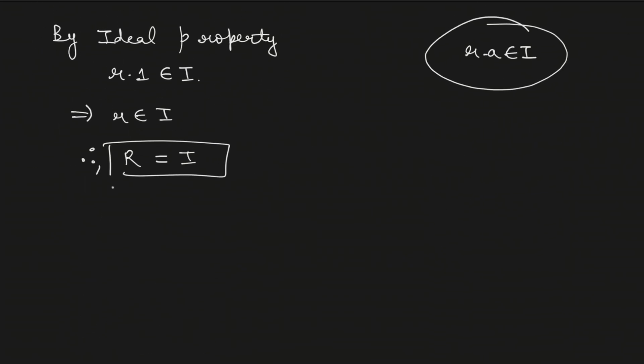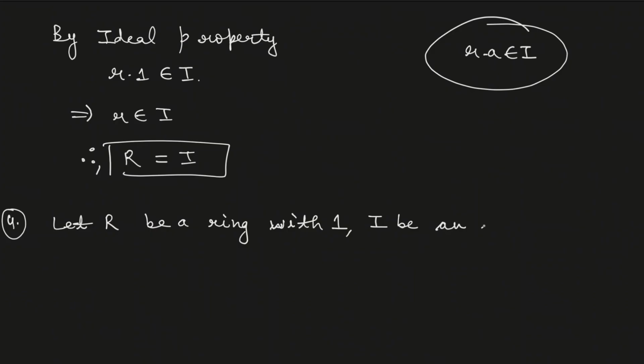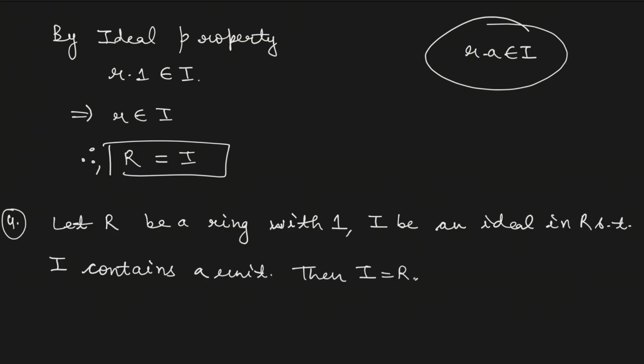Fourth: let R be a ring with unity, I be an ideal in R such that I contains a unit, then I is equal to R. A small proof for this: R is a ring with unity, I is an ideal in R such that this ideal I contains a unit, then I is equal to R.